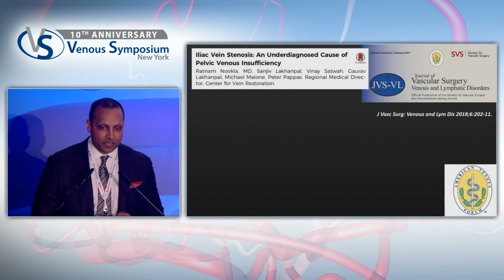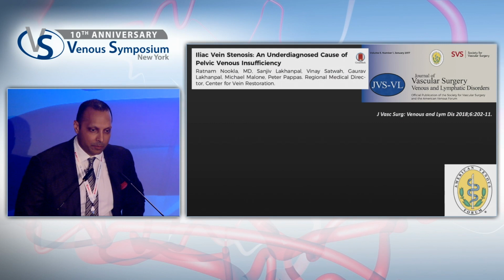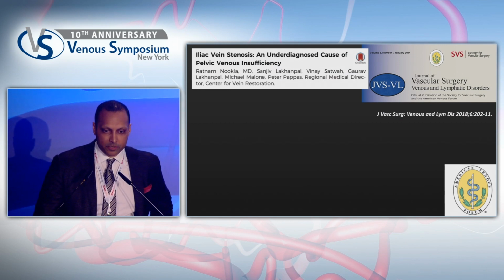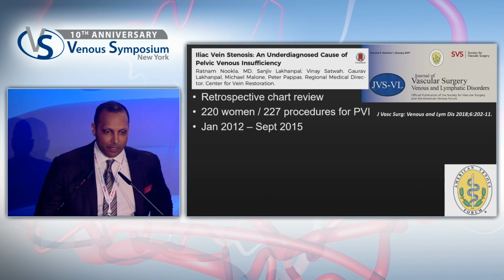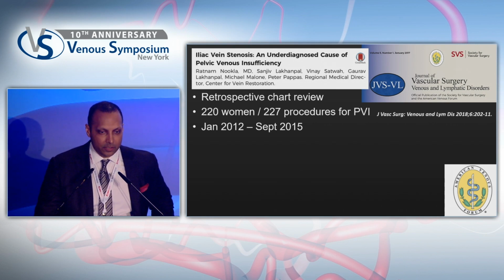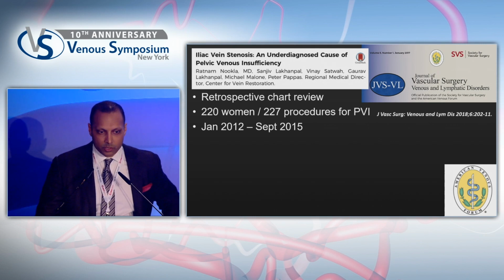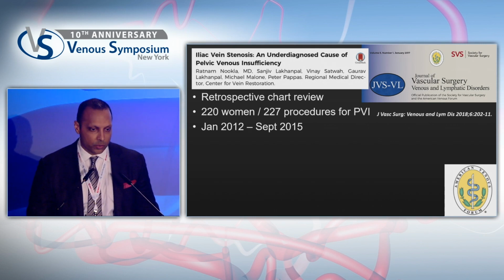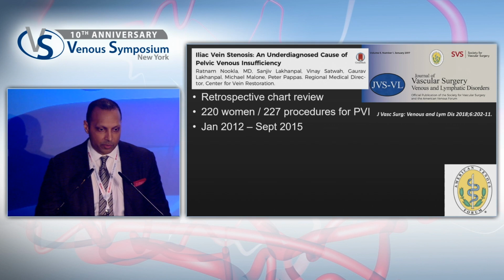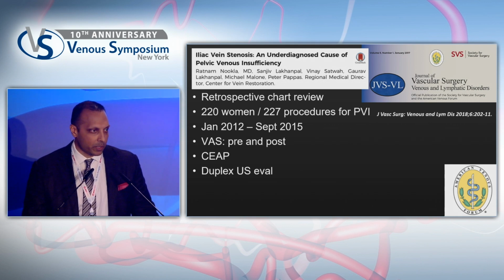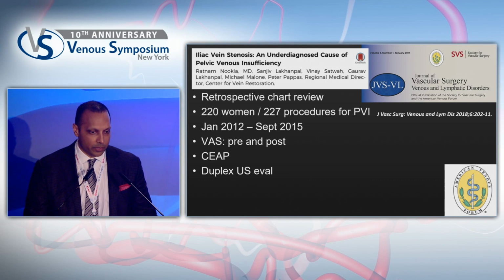So I presented this as an abstract last year, but it actually went on to publication. This is Dr. Pappas' group, who I'm sure is here in the audience. But I want to illustrate this because the publication is worth reviewing, and I think it illustrates nicely the importance of evaluation of iliac vein obstruction. This is a retrospective chart review from their institution, 220 women, 227 procedures during this period of time in which pain scores, CEAP classification, and duplex ultrasound evaluation were done.